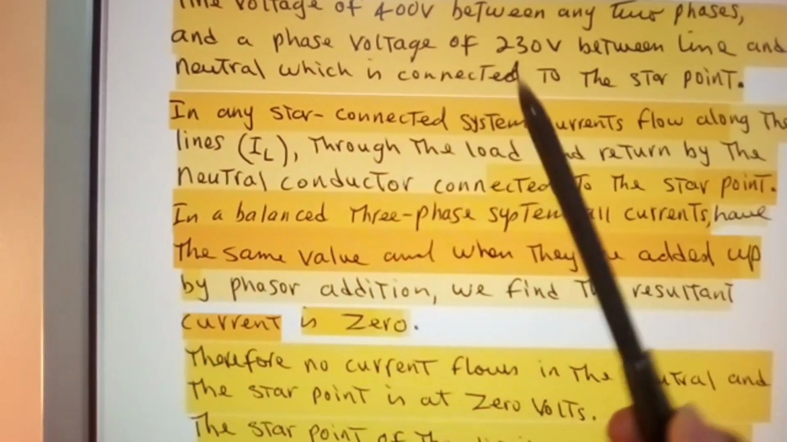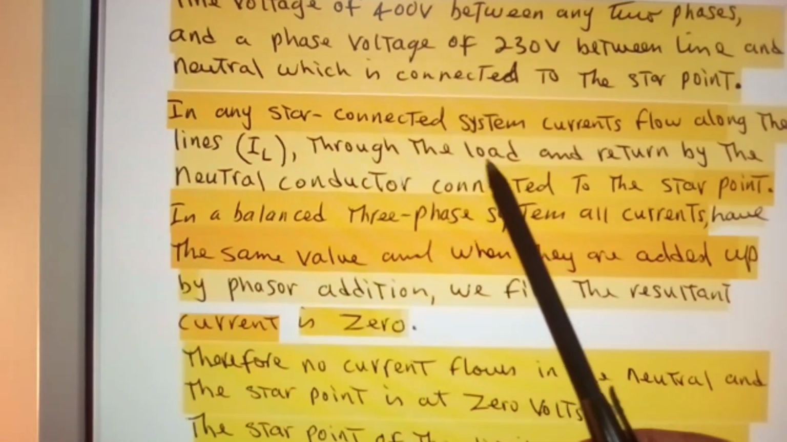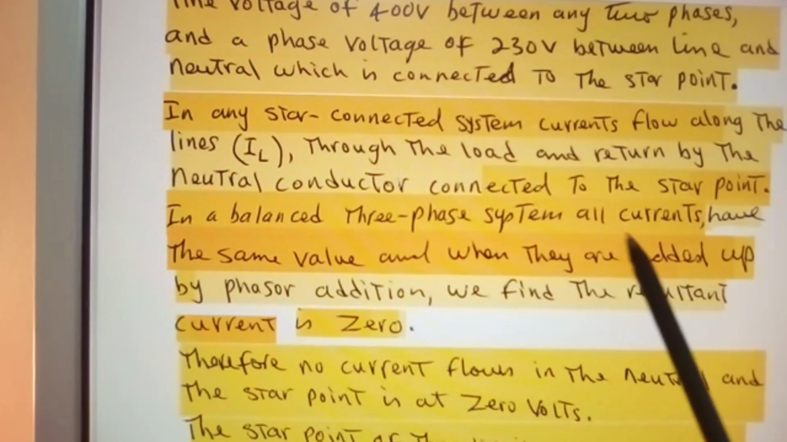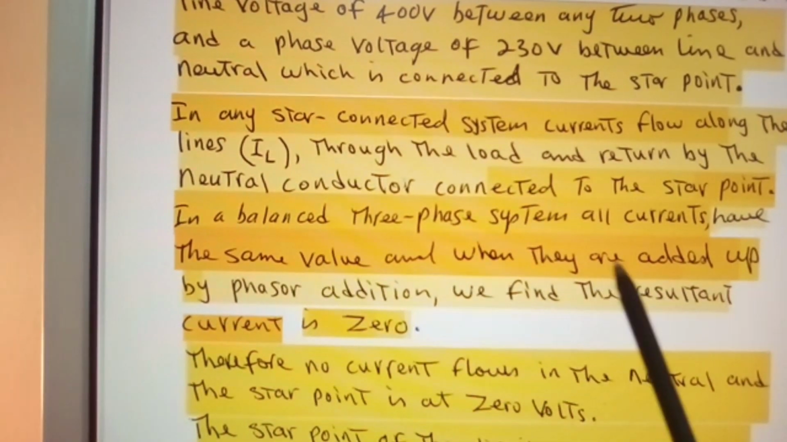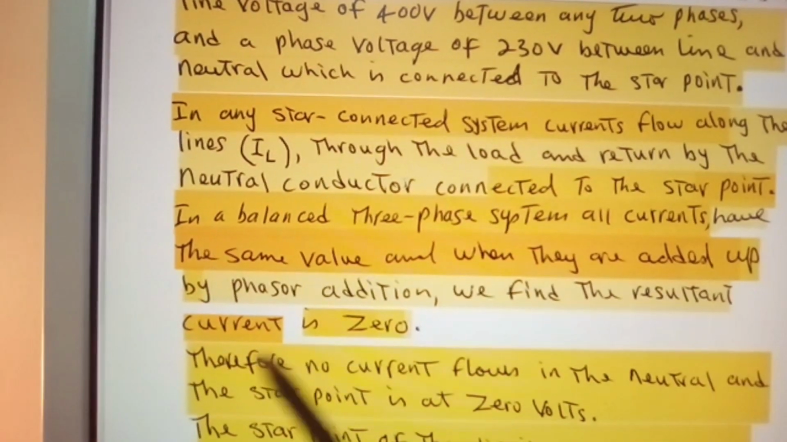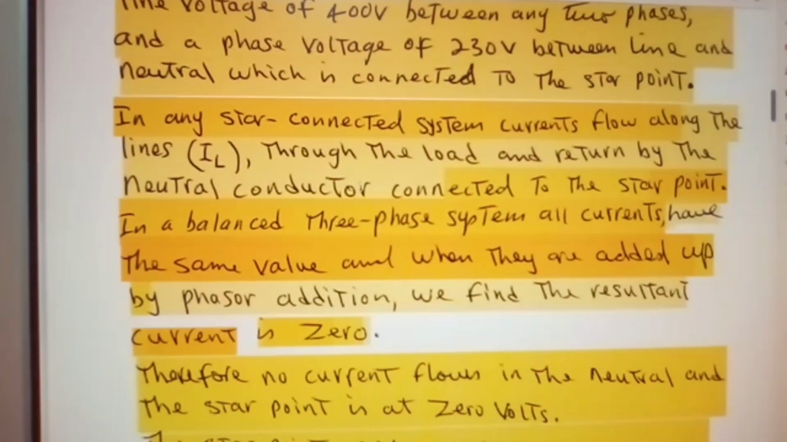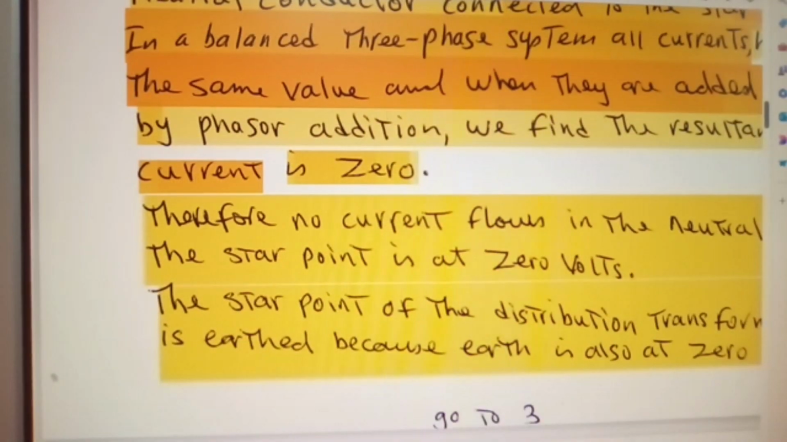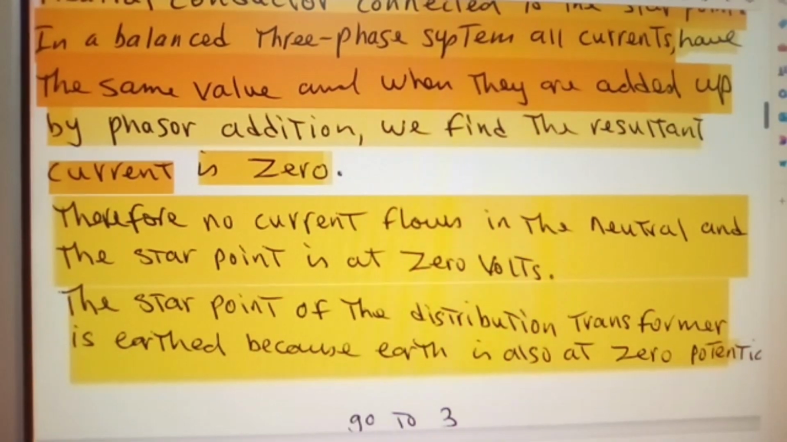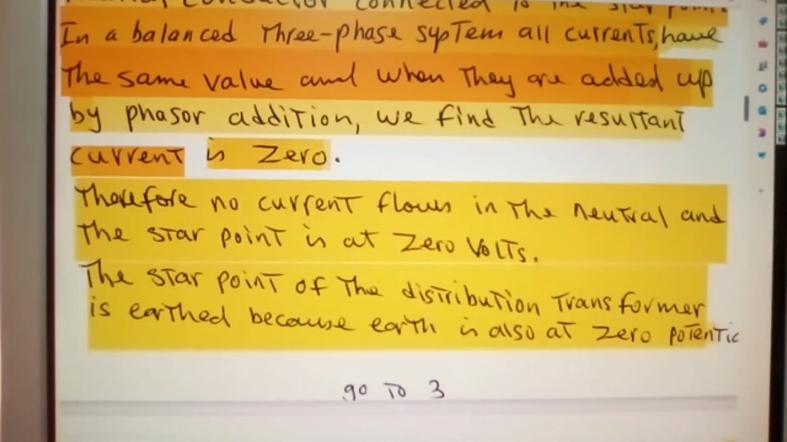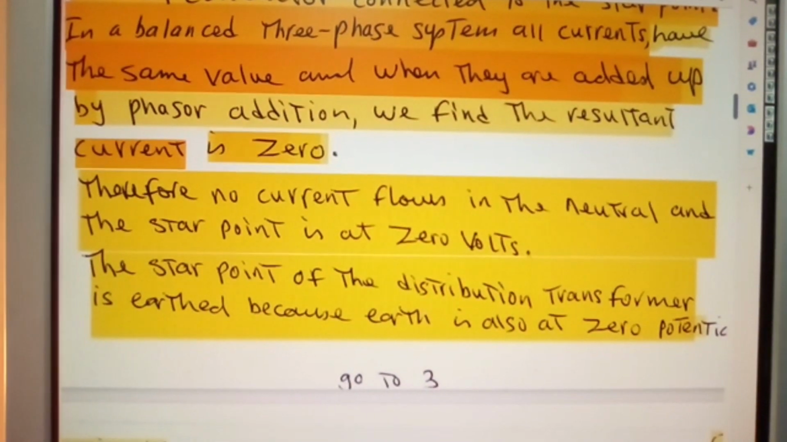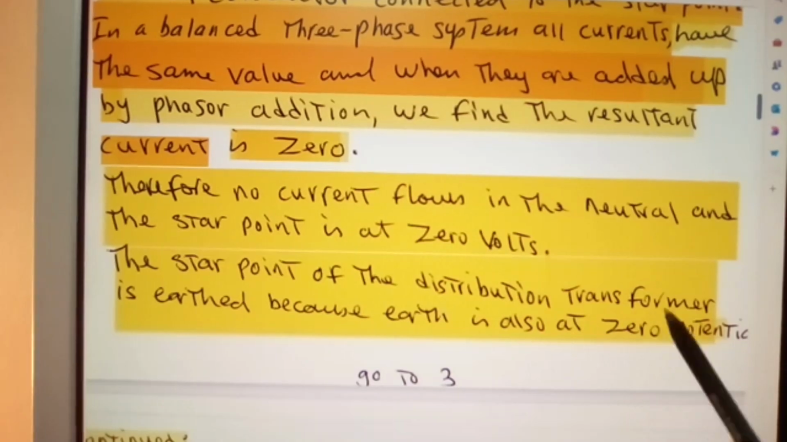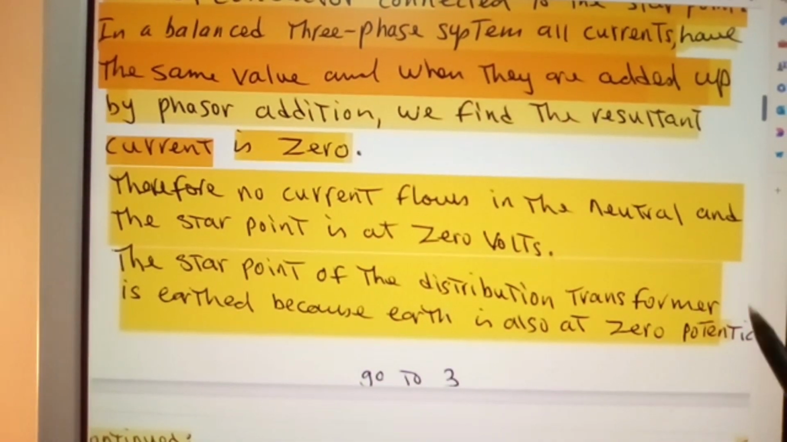In any star connected system, currents flow along the lines, IL, through the load and return by the neutral conductor connected to the star point. In a balanced three-phase system, all currents have the same value, and when they are added up by phasor addition, we find the resultant current is zero. Therefore, no current flows in the neutral and the star point is at 0 volts. The star point of the distribution transformer is earthed because Earth is also at 0 potential.